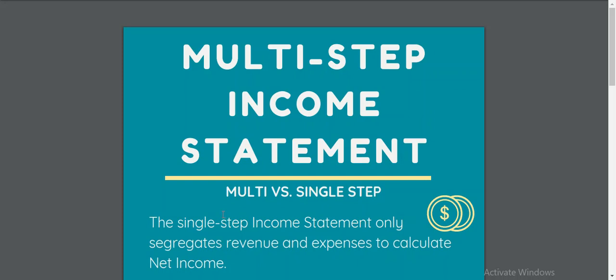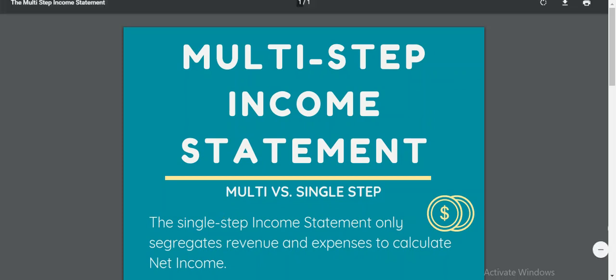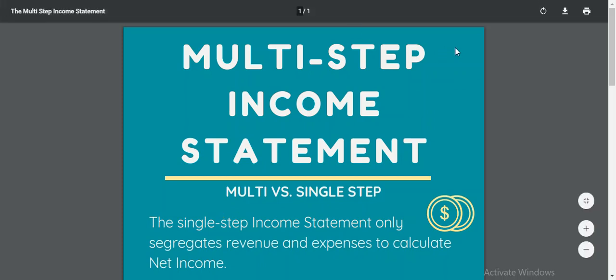Hello. So this video is talking about the multi-step income statement. And we're covering this topic because this is really important for merchandising companies, knowing how to read and understand the multi-step income statement as well as preparing it. You'll see that based on the text, there's two types of income statements: the multi-step and the single step.